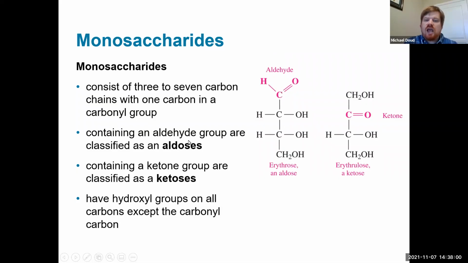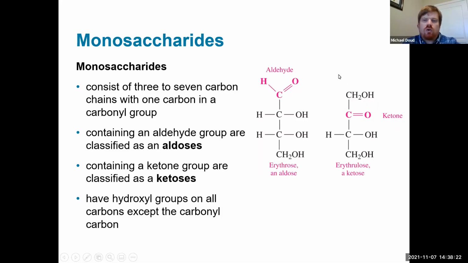If they contain an aldehyde group, that monosaccharide is known as an aldose. So aldehyde becomes aldose. However, you can also have sugars that have a ketone group instead. Here, this ketone group is in the second carbon from the top, and this carbon in the carbonyl is bonded to 2 other carbons. That's why we know it's a ketone, and those are known as ketoses. So this is the fundamental breakdown of these monosaccharides.